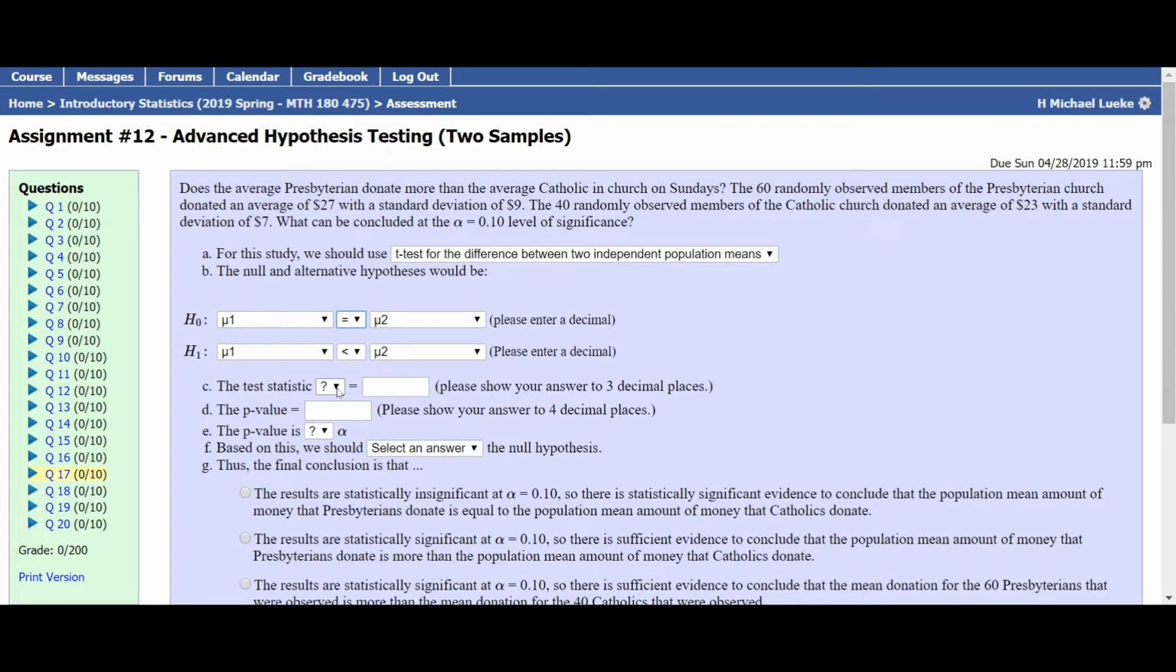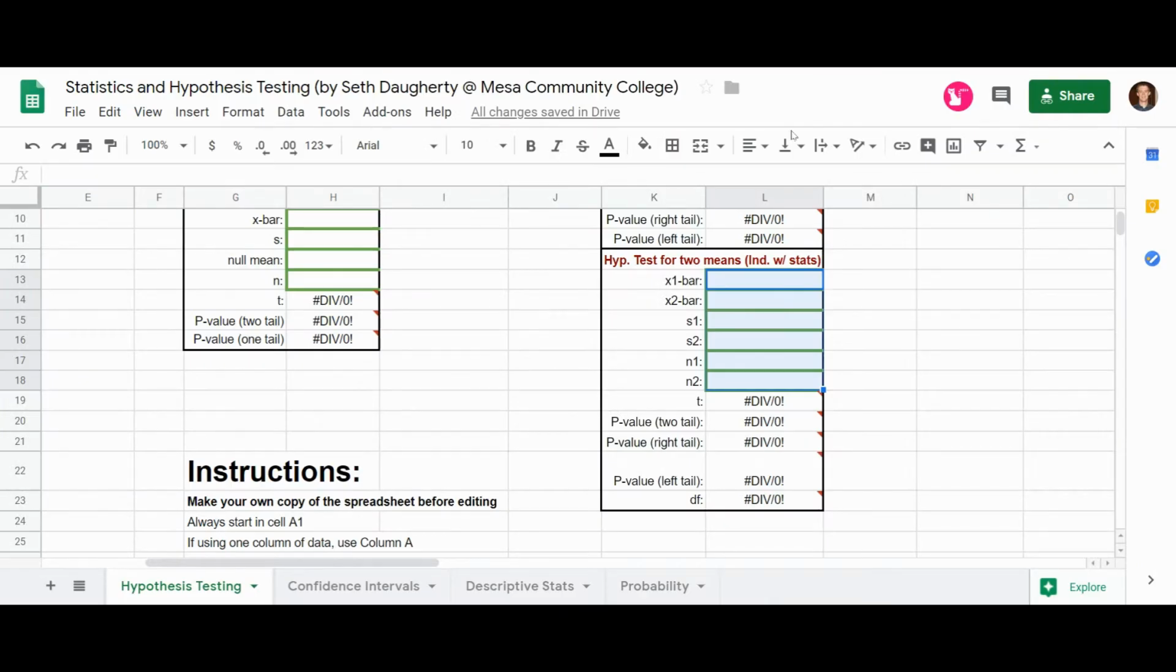Now I need to find the test statistic, and the test statistic again is going to be a t because I'm using the t-distribution. And I'm going to go into the Google Sheet to input the data. Okay, so here we are at the sheet, and we're going to enter in the data in this hypothesis test for two means, independent with statistics given.